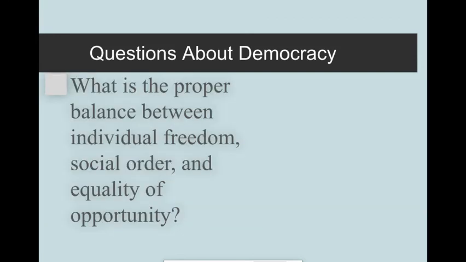Also, what is the proper balance between individual freedom, social order, and equality of opportunity? All right, get all this in your notes. Remember to look at the citizen stories in the textbook, update everything, be sure to have your vocabulary ready to go, and until next time.